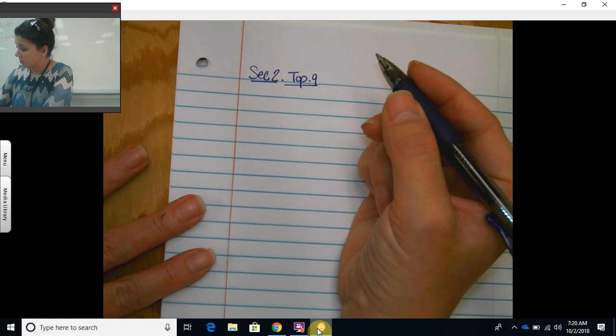Connection to topic 9? Systems of linear equations in 3 variables.